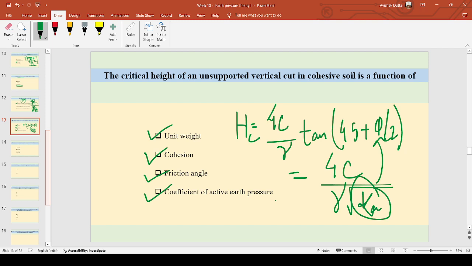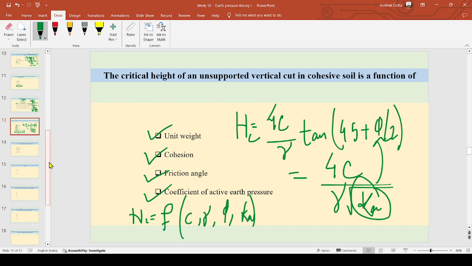The critical height, we can write mathematically like this: Hc is a function of cohesion, unit weight, phi, and Ka. So it's a function of unit weight, cohesion, friction angle, and coefficient of earth pressure. Clear? Coefficient of active earth pressure. Yes, sir. Okay.